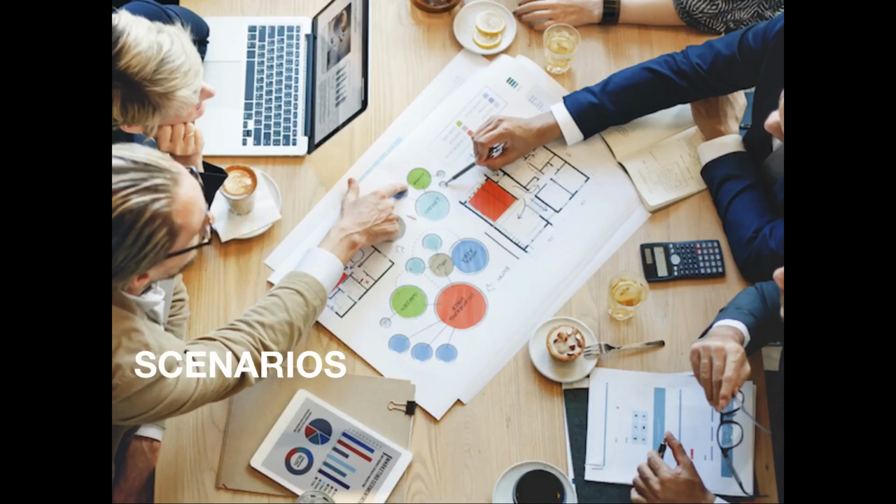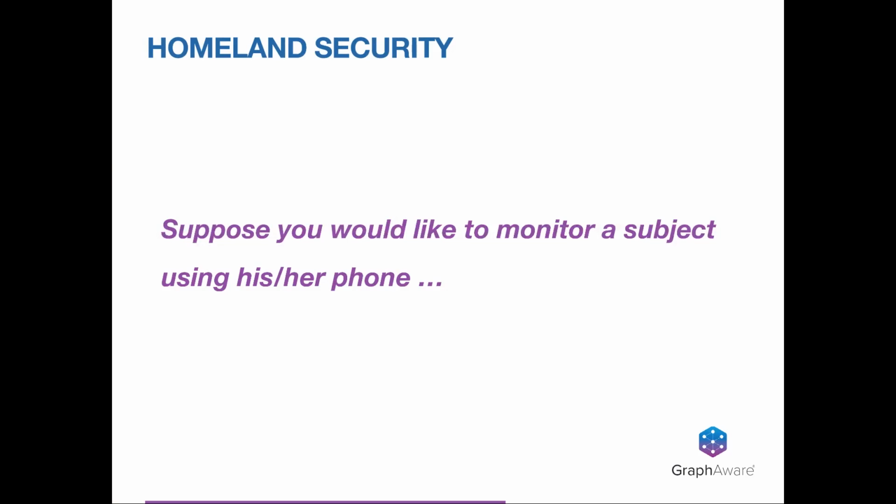And I'll make these concepts even clearer by considering a few concrete examples, a few concrete scenarios, and also a quick demo. And let's start with one of my favorites, actually. Suppose that you would like to monitor a subject. And this subject can be a terrorist, can be your wife, if you prefer. And you would like to do it for different reasons.